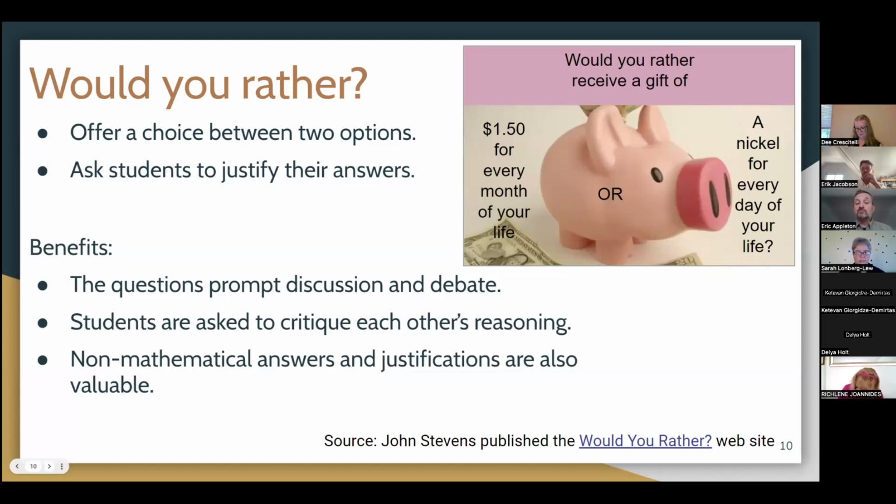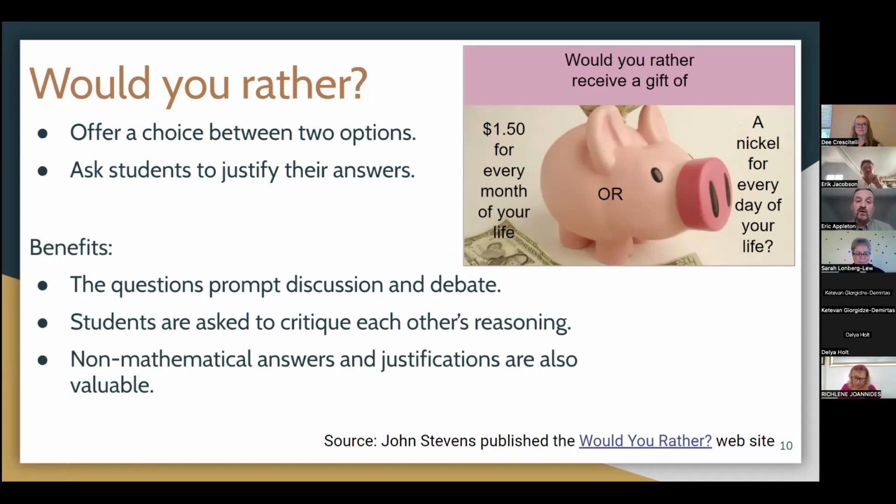This is one of the standards of mathematical practice from the Common Core, that students should be able to construct viable arguments and critique the reasoning of others. So this is an opportunity for us to do that. As shown here, this is another example. There's a website from this math teacher, John Stevens. He published a website with a ton of different examples.